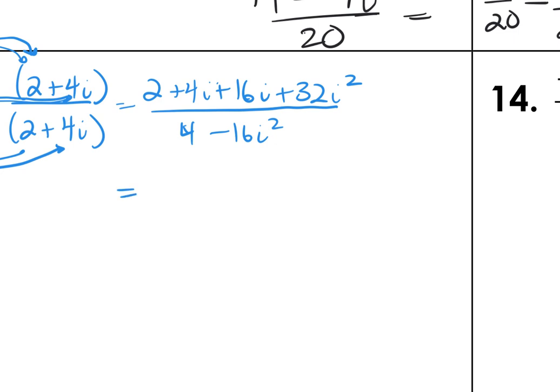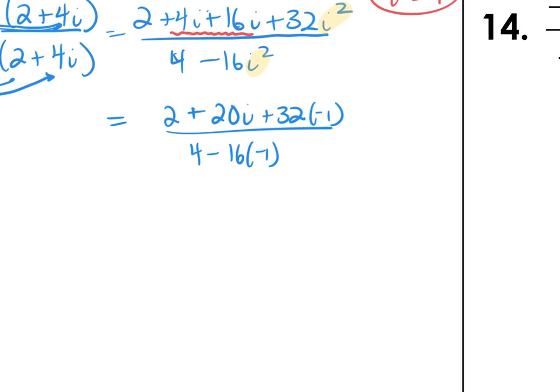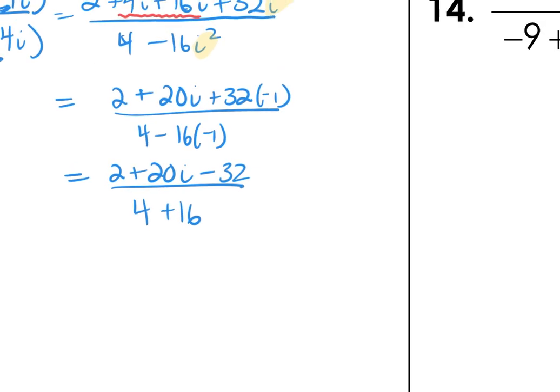Okay, so in my numerator, I'm going to do a couple of things. I'm going to combine my like terms, and then I'm also going to replace that i squared with negative 1, which has been standard for every problem we've seen today. So 2 changes coming now. I'm going to make this 2 plus 20i plus 32 times negative 1 all over 4 minus 16 times negative 1. I'll do the multiplication with that negative 1. So 32 times negative 1, I get negative 32. Negative 16 times negative 1, I get positive 16.